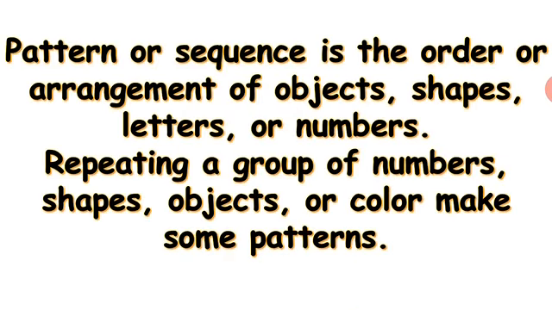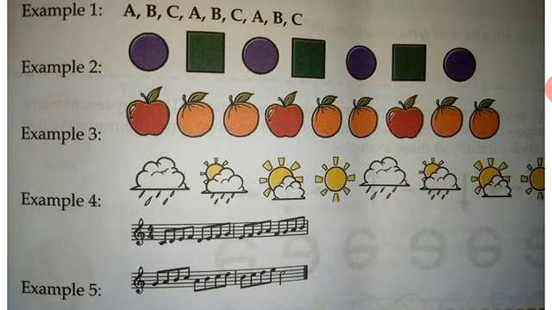So pattern is a sequence, the order or arrangement of objects, shapes, letters or numbers. Repeating a group of numbers, shapes, objects or colors can make some patterns. For example, as you can see in example 1, repeat ABC: ABC, ABC, ABC. Example 2, repeat circle, square, circle, square, circle, square.